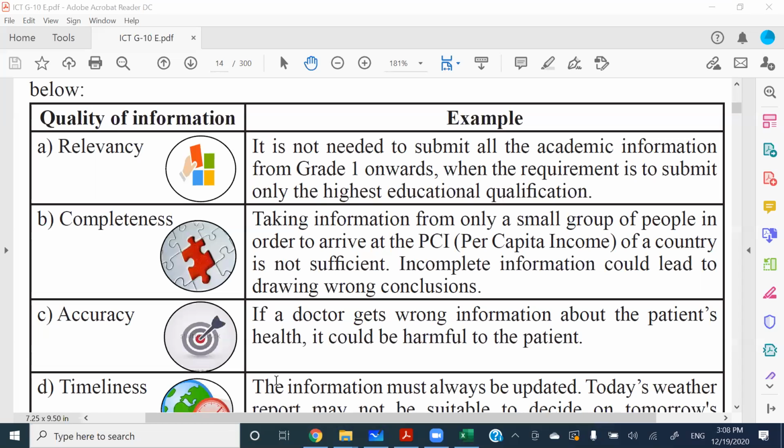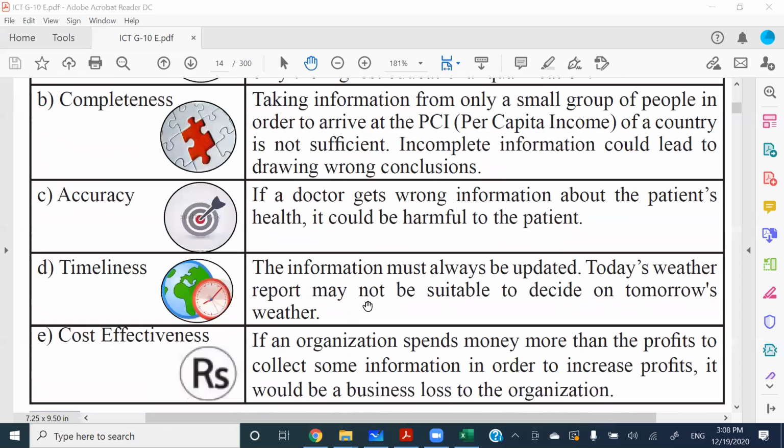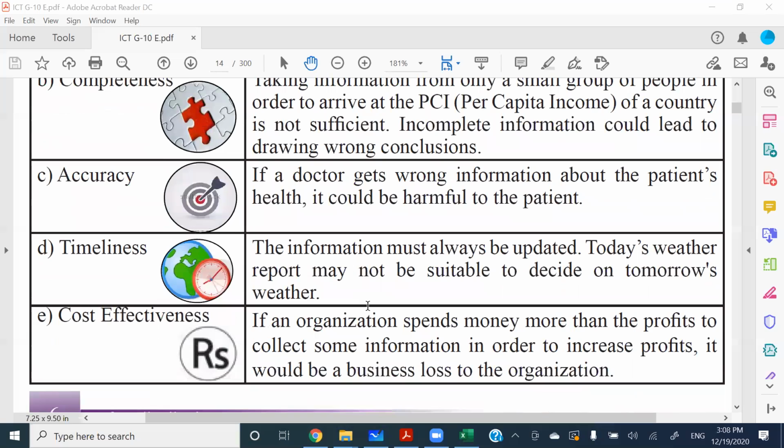Right? And look at the timeliness. The information should have this timeliness quality, because the information must always be up to date. Today's weather report may not be suitable to decide on tomorrow's weather. Definitely the predictions should be there, right? So depending on the timeliness, you are going to make the correct decisions.